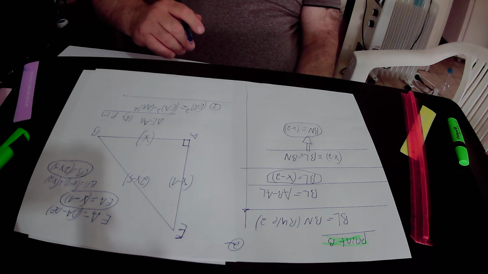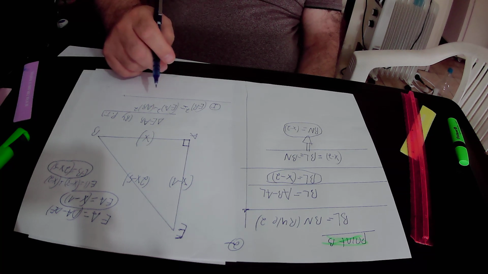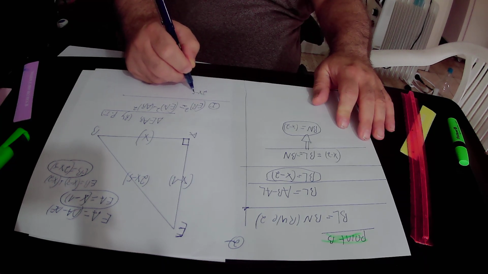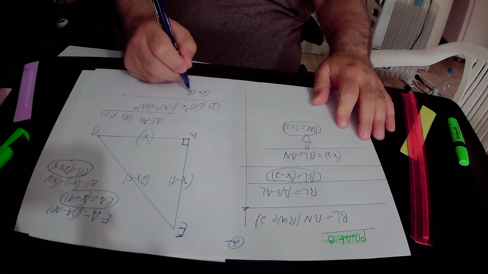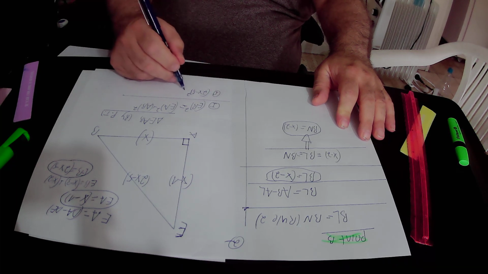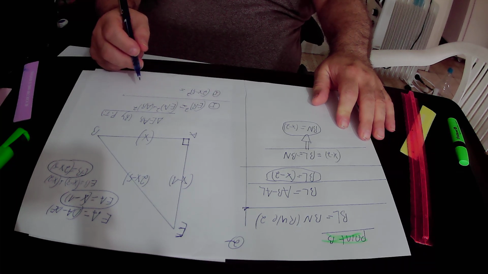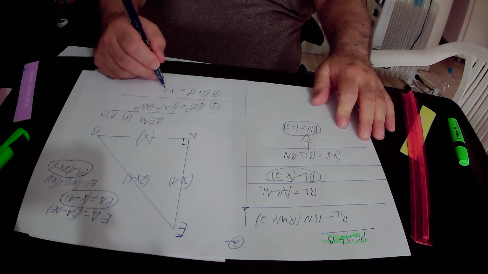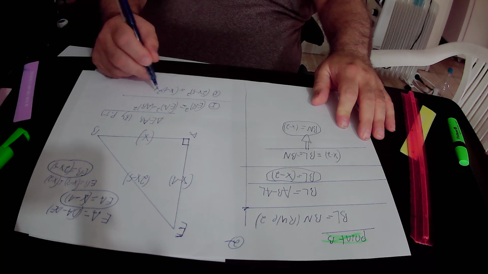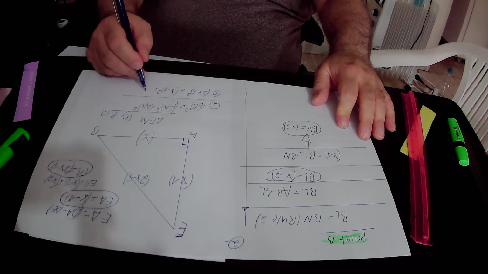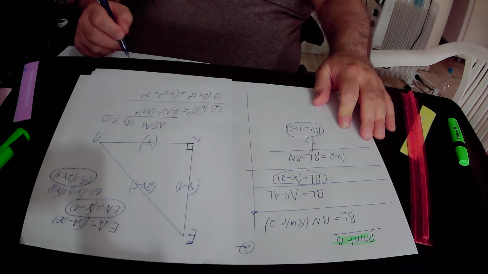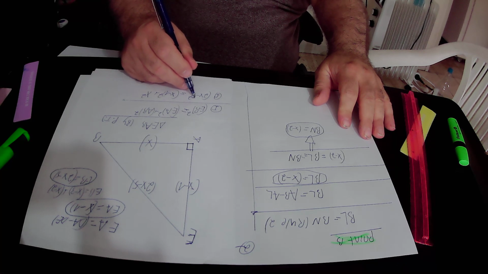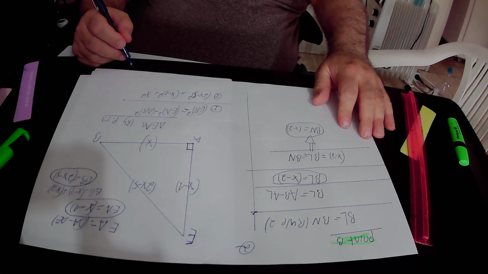So EB equals 2x minus 5. So EB squared will be equal to 2x minus 5 squared. And it is equal to EA squared. EA equals x minus 1, so EA squared will be equal to x minus 1 squared plus AB squared. AB equals x, so AB squared is x squared. So according to equation number 1, 2x minus 5 squared equals x minus 1 squared plus x squared.